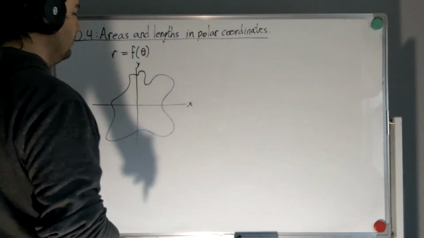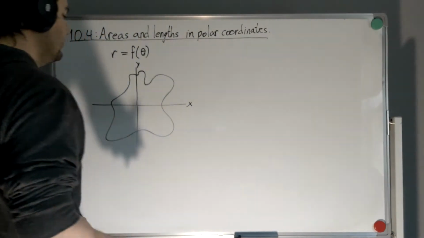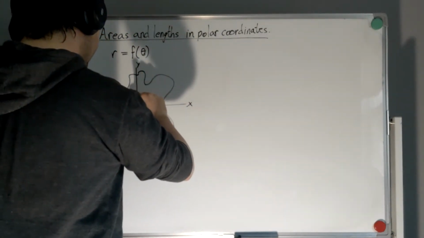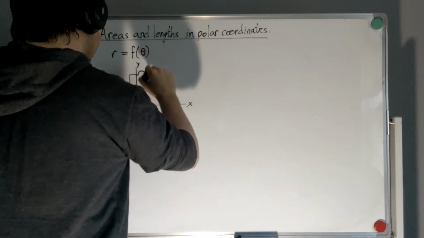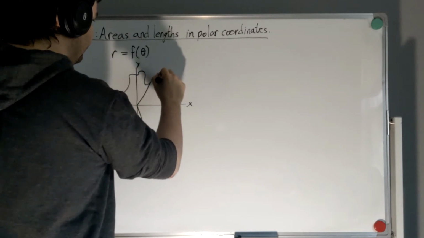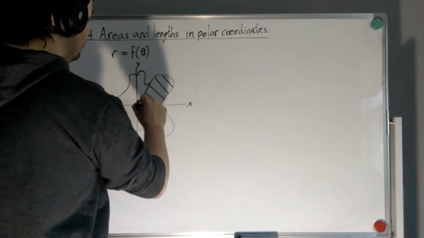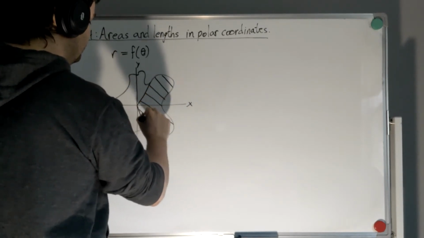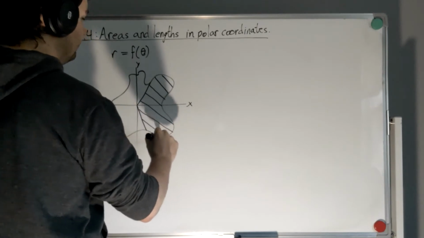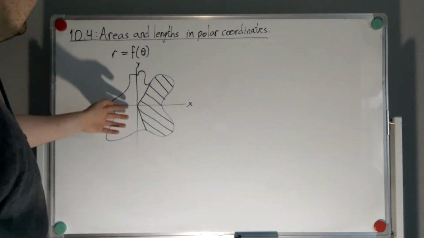Now, when we talk about area in polar coordinates, usually what we're talking about is we want to find the area of a region that's bounded by two rays. So like, suppose we have a ray like this, and a ray like this. And what we're wanting to find is the area of this region right here.